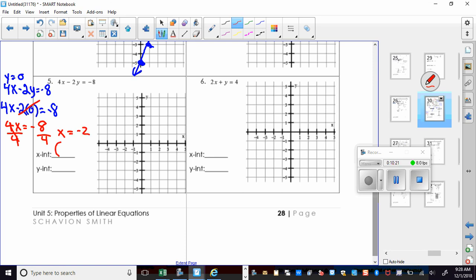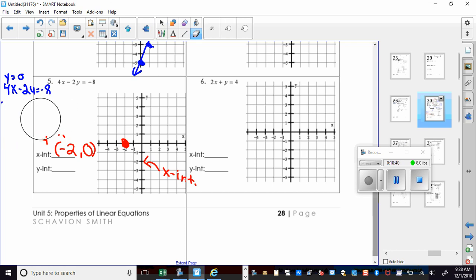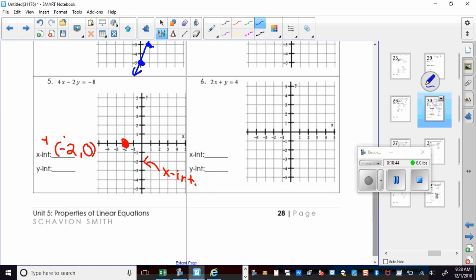That means my x-intercept is negative 2, comma, 0. I'm going to go mark it. Negative 2, comma, 0. This is my x-intercept. I'm going to make a little note: x-intercept. Now, for the y-intercept, I'm going to erase this, guys. I don't want you to erase yours. I'm just erasing it so I can work.